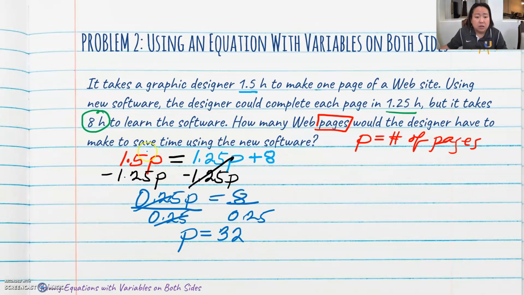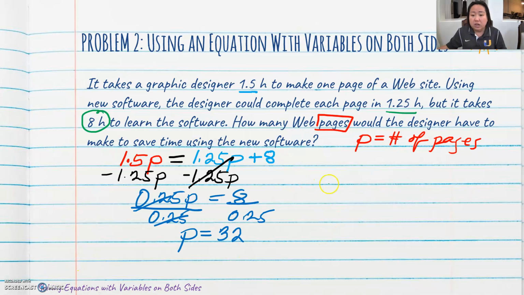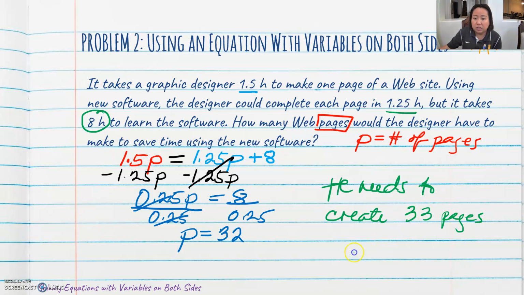So what does that mean? If this designer creates 32 web pages, he is pretty much spending the same amount of time, whether he's using the old software or the new software. So how many web pages does he need to create to make sure that he is saving more time? He needs to create more than 32. He needs to create 33, okay? He must make around 33 pages to make sure that he is saving some time, okay?